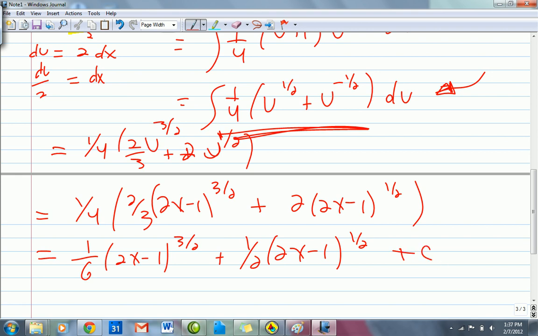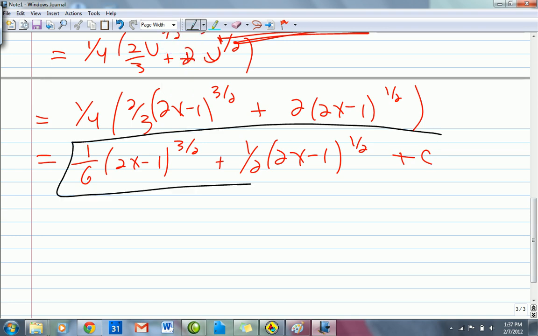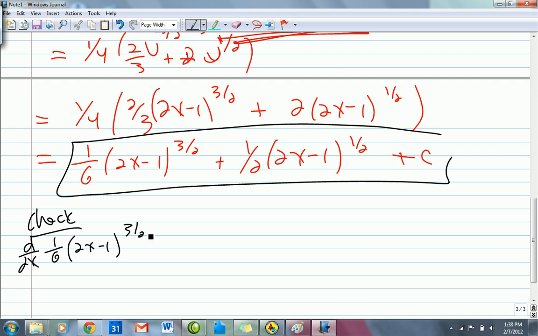Now let's check to see if that works. So here's my check step. So I'm going to take the derivative of what I think is the correct antiderivative. So I'm going to take the derivative of 1/6 (2x minus 1) to the 3/2 plus 1/2 (2x minus 1) to the 1/2 plus my constant of integration, which of course will zero out. And we'll go term by term.